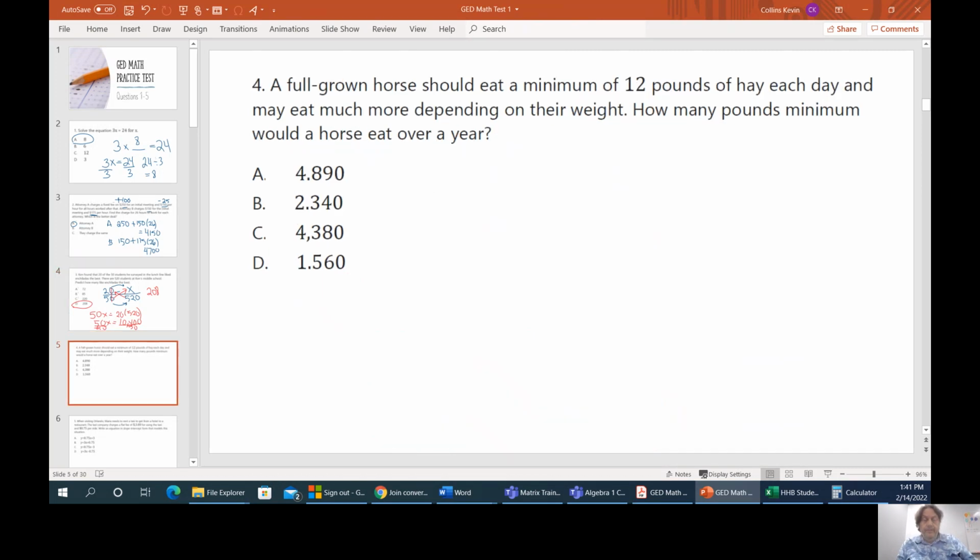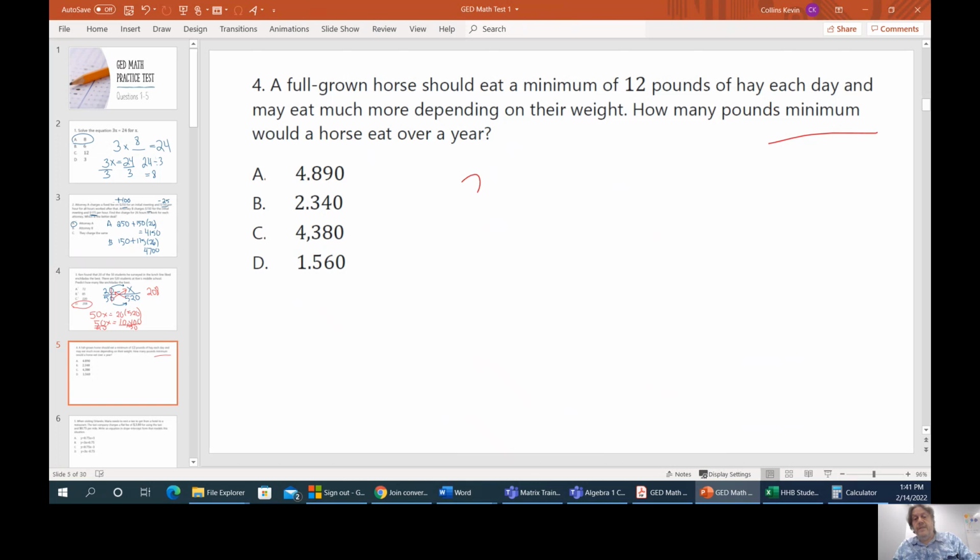A couple more here. So it says a full-grown horse should eat a minimum of 12 pounds of hay each day and may eat more depending on their weight. So it says how many pounds minimum should the horse eat over a year? Okay, so now they're making some assumptions here. They're assuming that we know there's 365 days in a year. They're also assuming that it's not a leap year, which would mean there's 366. So the best thing to do is probably just assume they're going to go with 365.